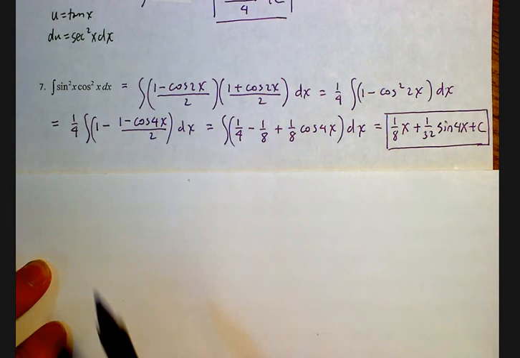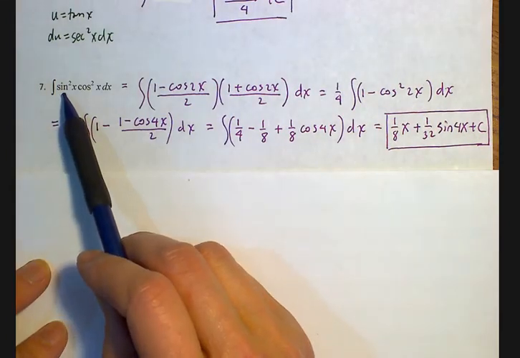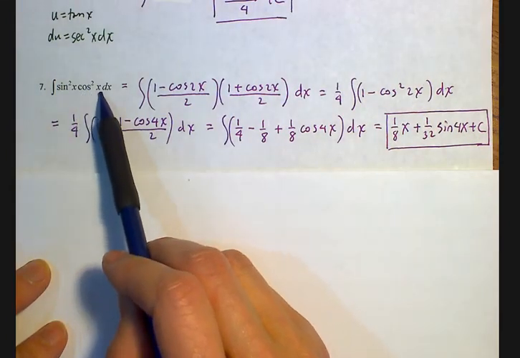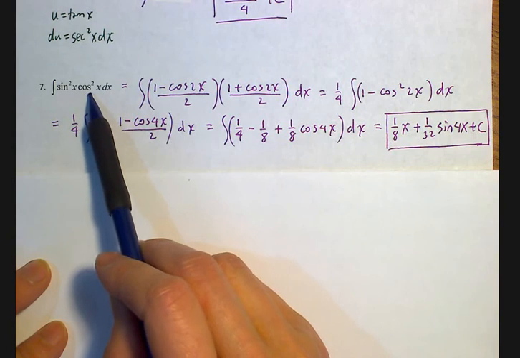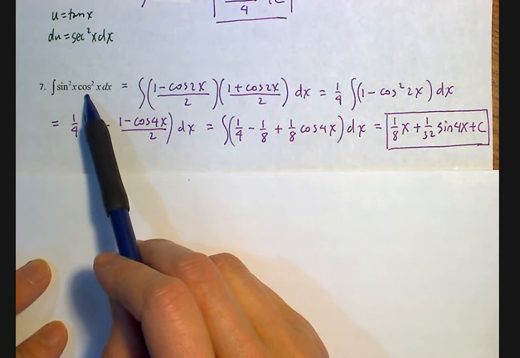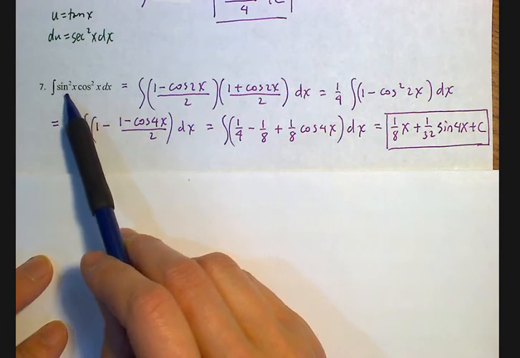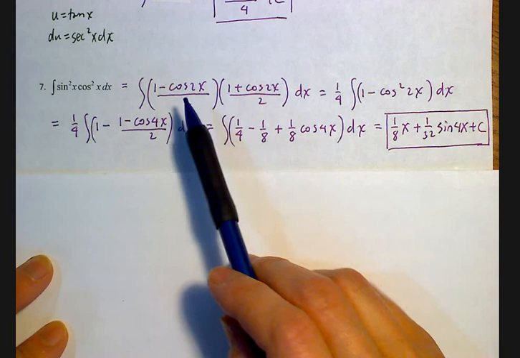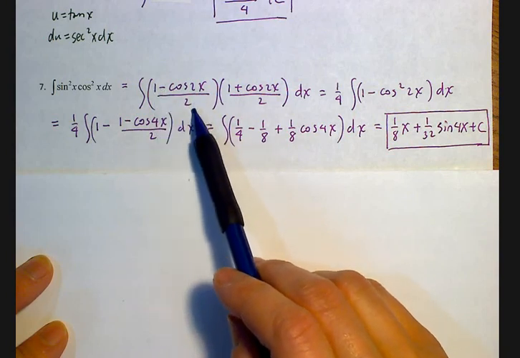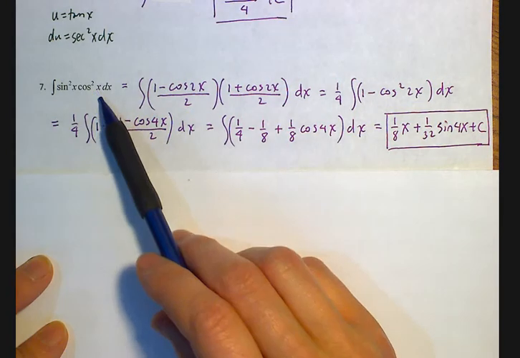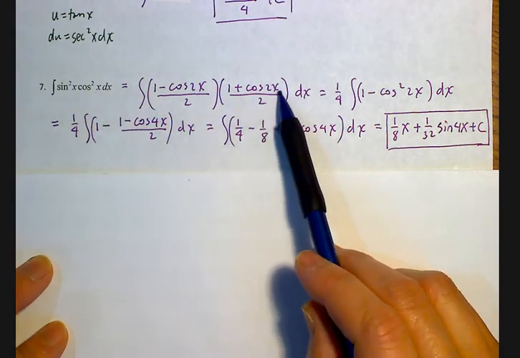In the next problem, you have sine squared x times the cosine squared x. Since they're both even, you can't break off either one of them, so you're going to have to use the double angle variation of each of them. So sine squared x has the formula 1 minus cosine 2x over 2, and the cosine squared x is 1 plus cosine 2x over 2.